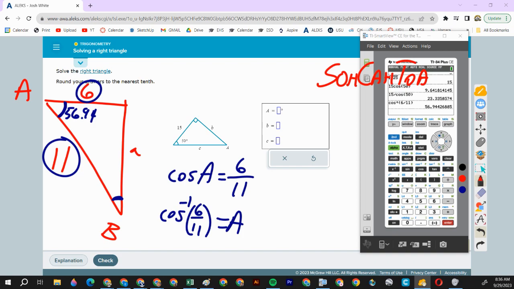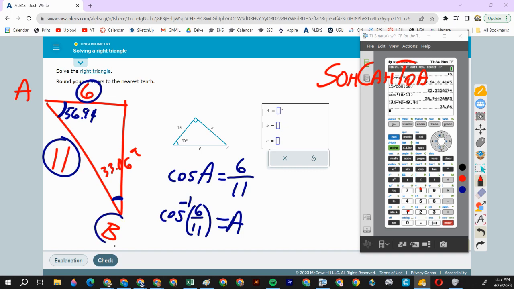You don't have to. So how do we find angle B? So we take 180 minus 90 minus 56.94, and I get 33.06. How else could I have got that?